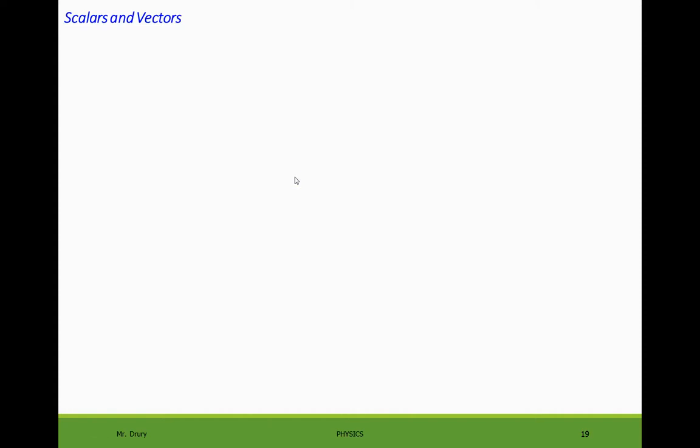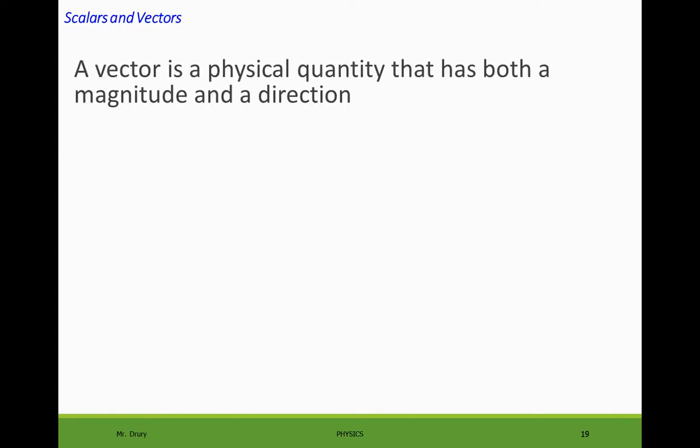Okay, today we're going to be talking about scalars and vectors. A vector is just a physical quantity that has both magnitude, like how much, and a direction. An example would be force, because a force has how much and a direction. Like you're pushing down on your chair right now with a certain magnitude, and the direction is downwards. The same thing is true with acceleration. It has a magnitude, how much, and a direction.